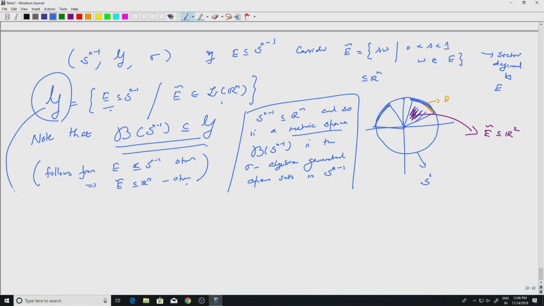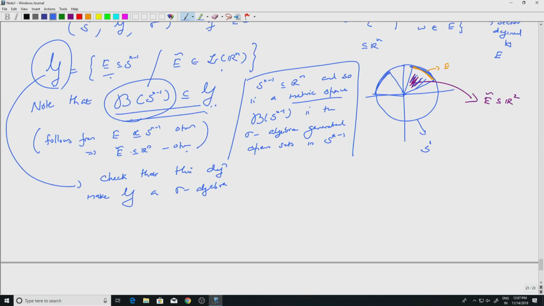You have to check first that this definition makes G a sigma algebra. And so if open sets are contained in G, since the Borel sigma algebra is generated by the open sets, it will also be in G. Okay, so we are fine.